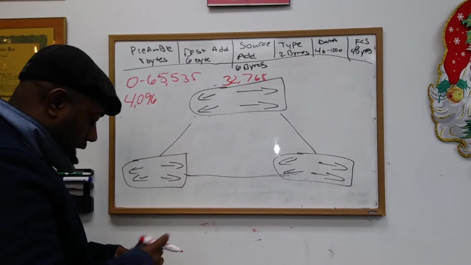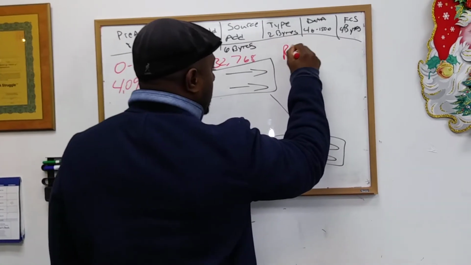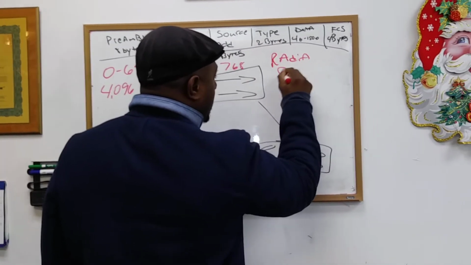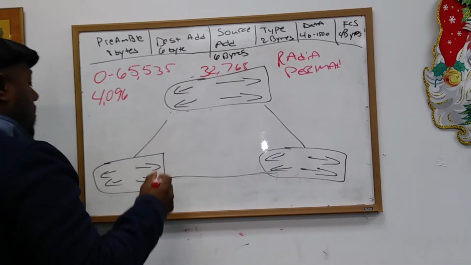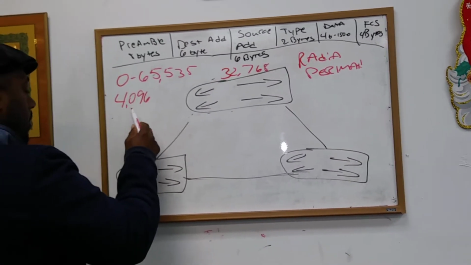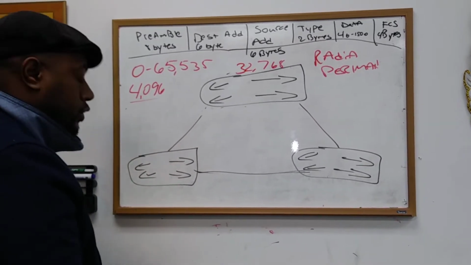That's just another rule that Radia Perlman, shout out to Radia Perlman, hopefully she's watching somewhere, right? Radia Perlman set in place that it has to be a multiple of 4,096.